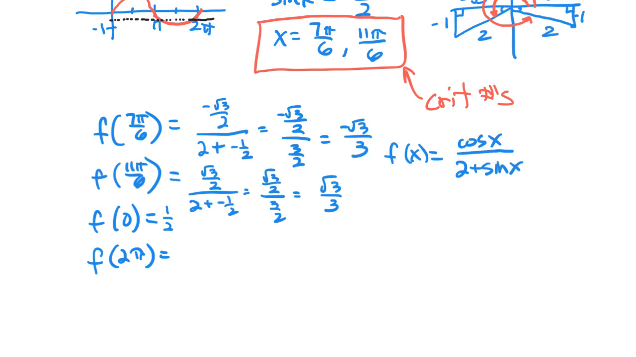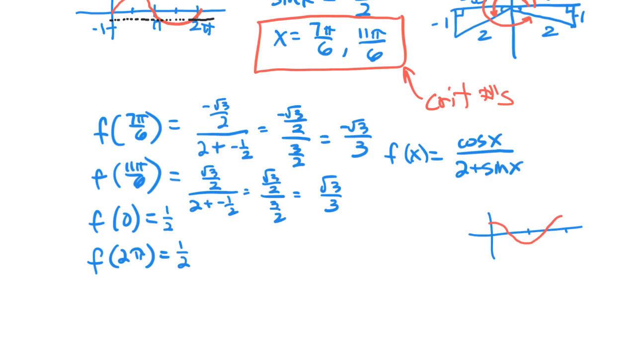Think of the cosine graph. We can make the cosine graph real quick here to remind ourselves that's pi and that's 2 pi. And then cosine goes like this, right? So cosine of 2 pi is 1, so we get a 1 here. And then sine of 2 pi is going to be 0, so we get 1 over 2. So this one we get 1 over 2.